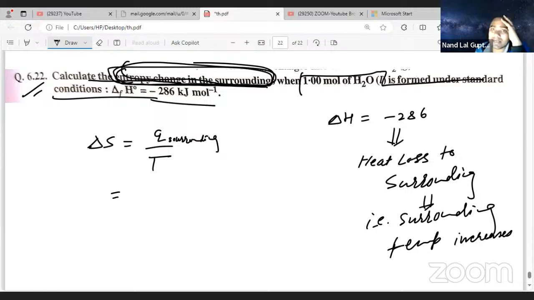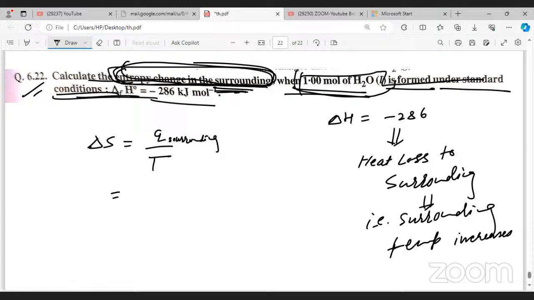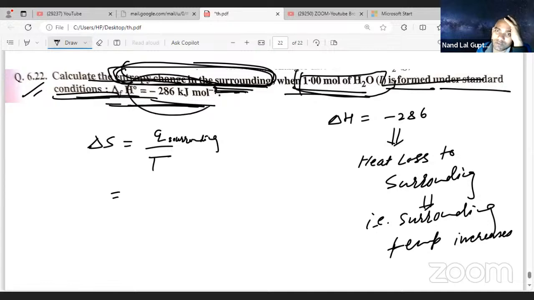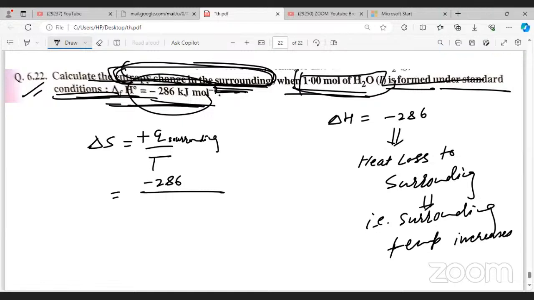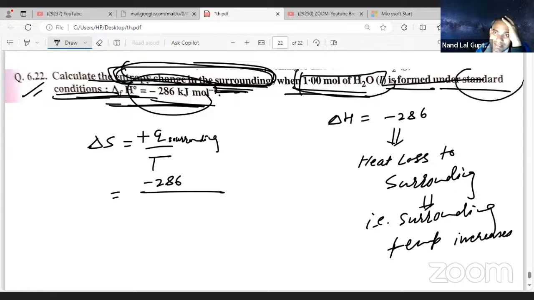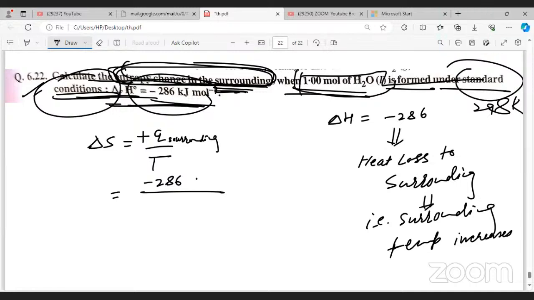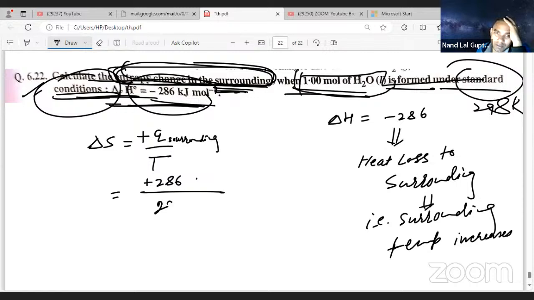Why? Because they are not asking the entropy of water; they are asking the entropy of the surrounding, when 1 mole of liquid is formed. So the standard enthalpy condition means this much energy is released, and this released energy is absorbed by the surrounding. So the surrounding will be positive: 286 divided by the temperature. What is standard condition? 298 Kelvin. Sir, you told it will be positive, but sir, you wrote minus. No, no, it is positive. 286 positive. Sorry, 298.